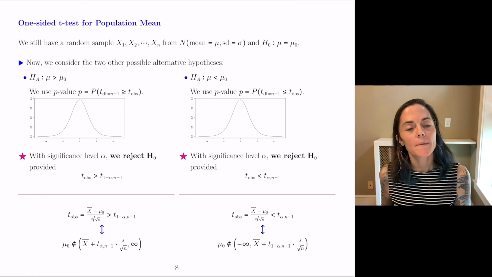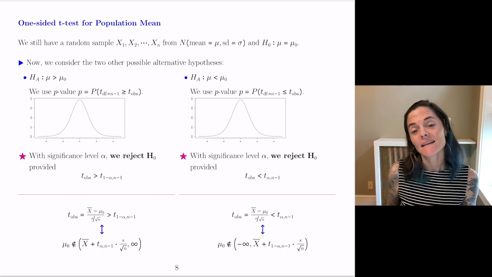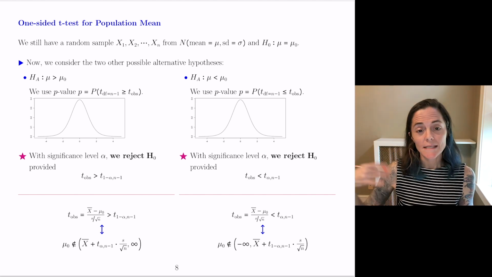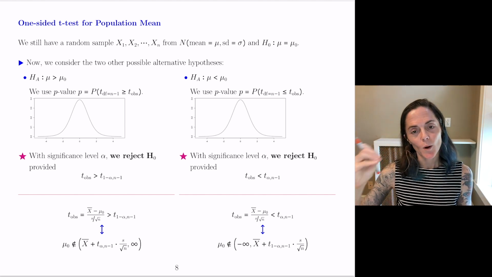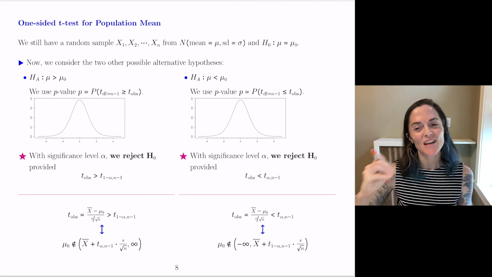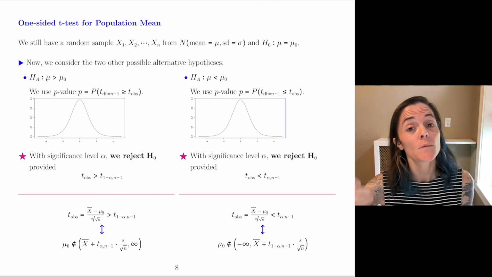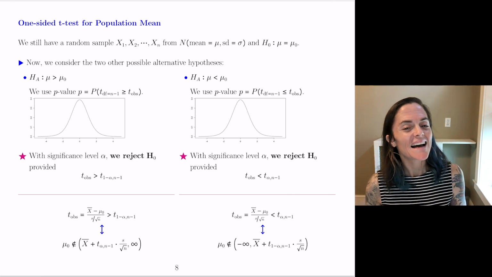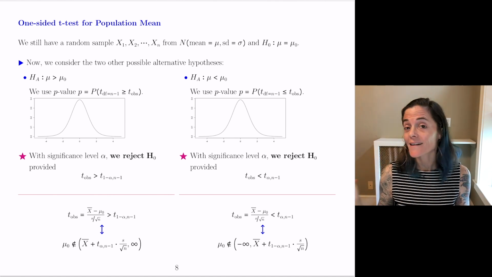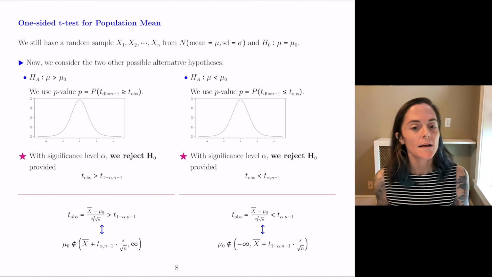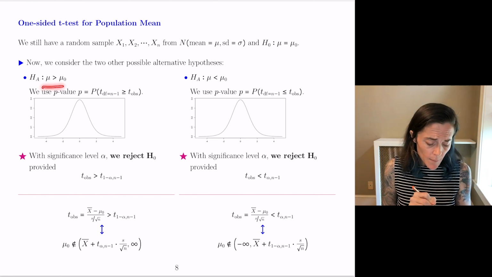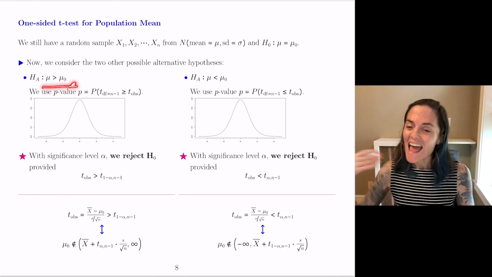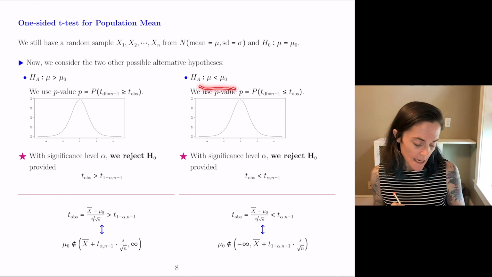The last thing that I'll mention is the one-sided t-test for a population mean. In this case, we still have this random sample from the normal distribution, mean mu, standard deviation sigma. We have the same null hypothesis, that mu equals some mu zero. But in this case, we have these other alternative hypotheses. One possibility is that mu is bigger than mu zero, and the other is that mu is less than mu zero.